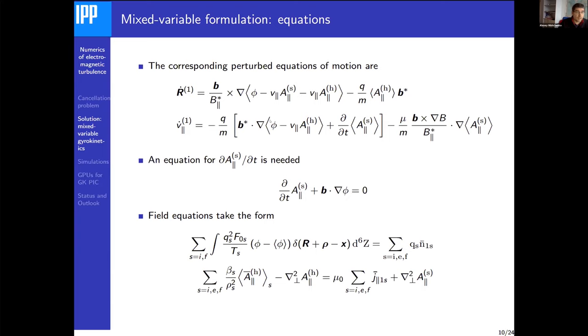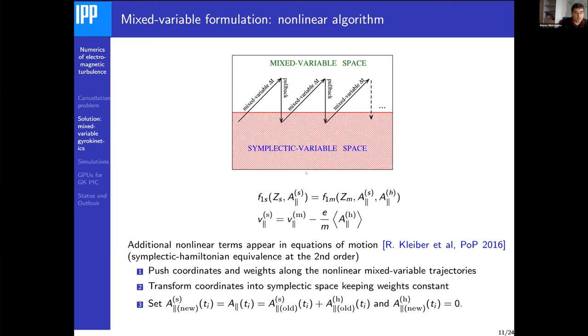Since we have introduced an additional field by this splitting, we had just one magnetic potential, now we have two. This is an additional degree of freedom which has to be compensated by some constraint, which we are free to choose, and we choose this one, which is the ideal Ohm's law for this particular component of the magnetic potential. And then we also have the field equations. So the system is not very much different compared to the original one. One additional equation needs to be solved, but this is not a very difficult equation. And this is the algorithm. This is also a key step.